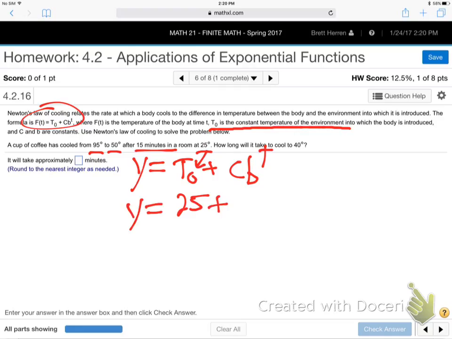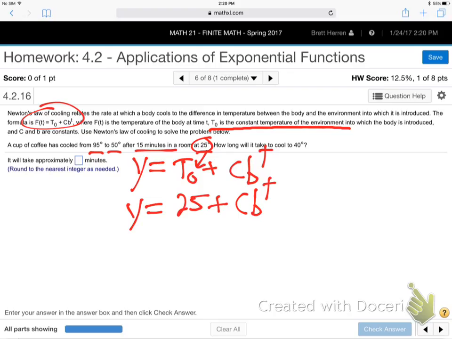The C, I don't know. Let me just fill in the T0. So the 25 is the environment. It's the room you're in. Basically, the cup of coffee, whatever temperature it's at, will start moving towards the temperature of the room, won't it? This is Newton's law of cooling. We sense that, right? Take a cup of coffee into the refrigerator, it'll start moving towards the temperature of the refrigerator. And if you leave it in there a couple hours, it'll be the temperature of the refrigerator. If you leave it out in the kitchen, then after a couple hours, it'll be the temperature of the kitchen. It'll start moving towards the temperature in the room it's in. So that's the capital T0, 25.